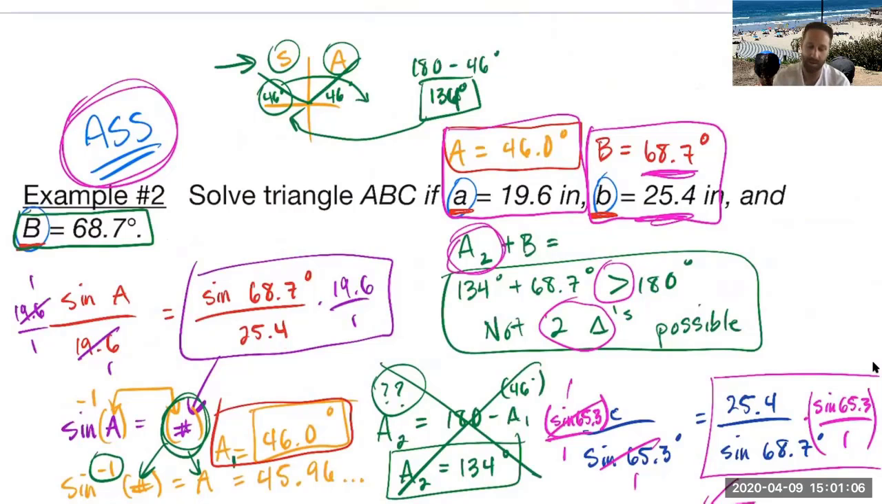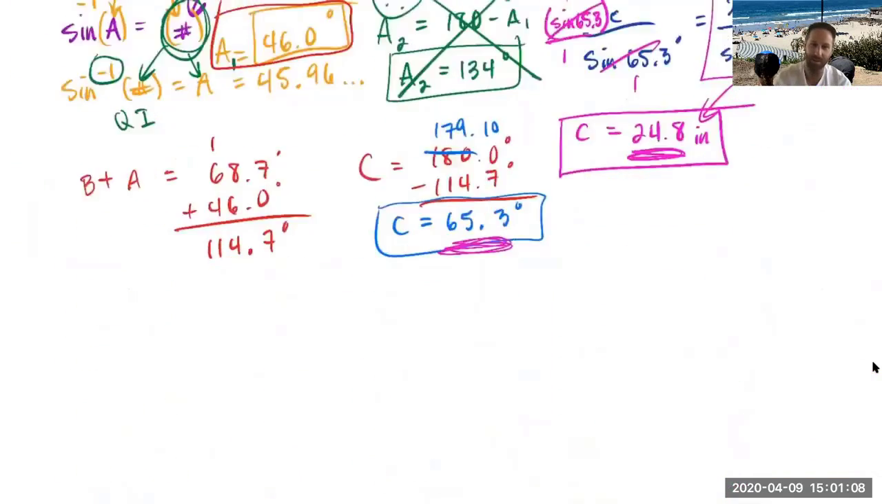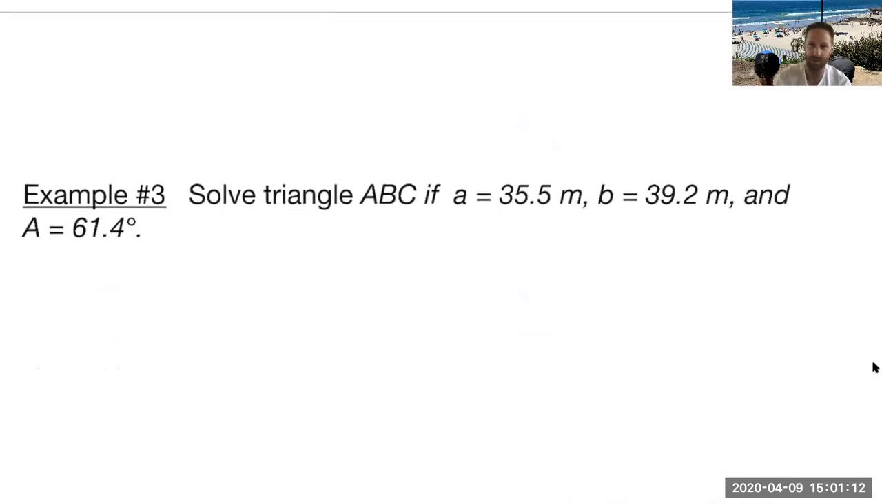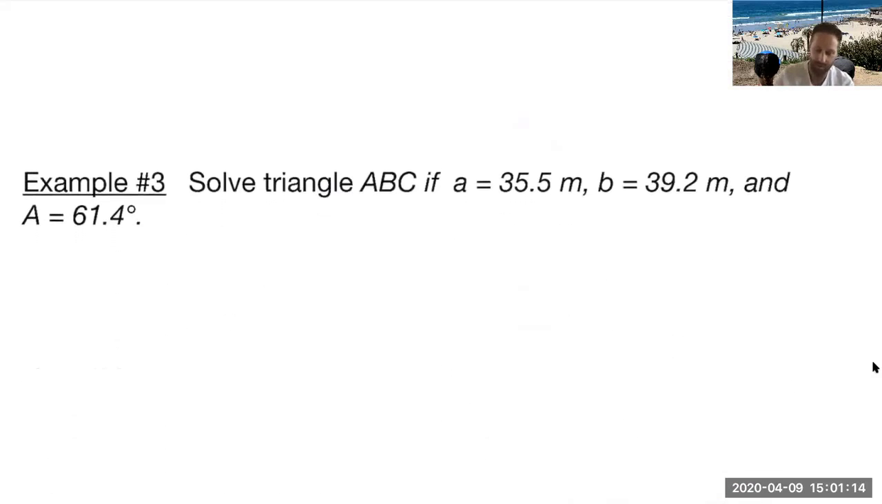So you can probably guess what's going to happen in example 3. See if you guys can work it through along with me here. If you want to pause and actually try it on your own, by all means do. Then you can play it back and see if we get the same numbers.